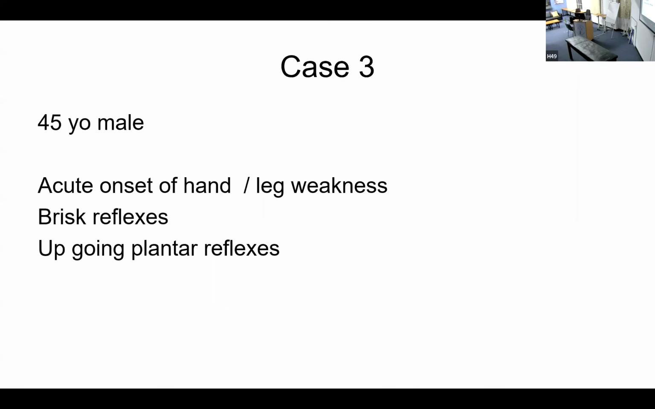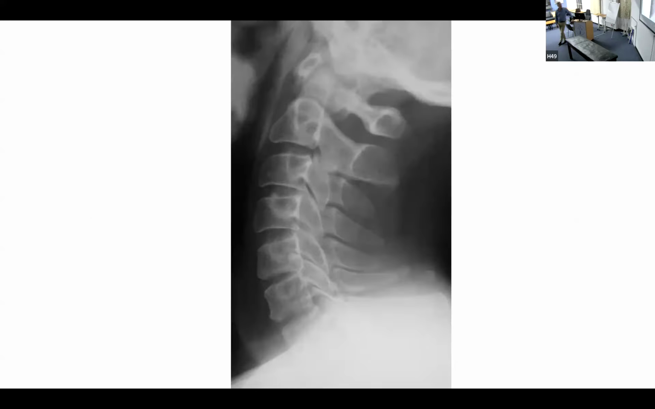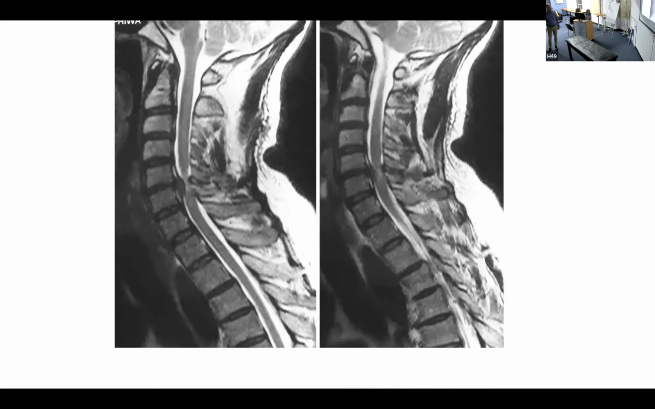Okay, a 45-year-old man, acute onset of hand and leg weakness, reflexes, plantars. So what's the clinical scenario? Myelopathy. Okay, there's your X-ray, what do you see? It's a lateral C-spine. What I can appreciate is adequate cervical lordosis, with narrowing at 2, 3, 4, 5, 6. But it's normal for 45, eh? 40% of 45-year-olds are going to have degeneration.